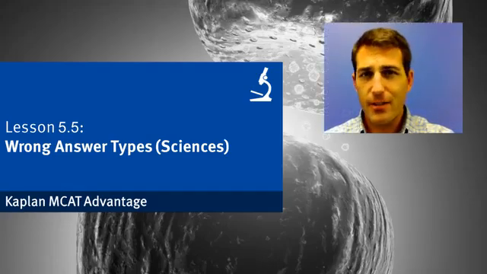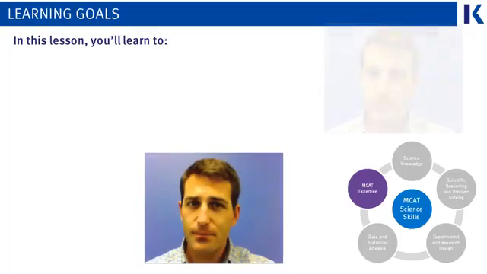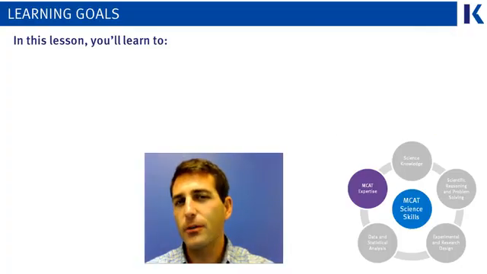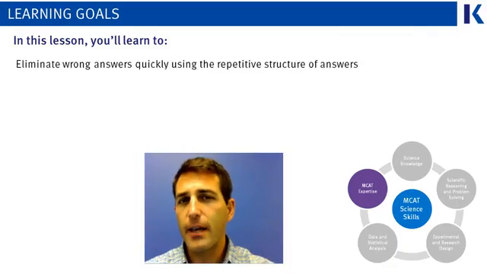My name is Chris Durland, and I'll be talking you through the wrong answer types that you are going to see in the science sections of the MCAT. Our learning objectives will be twofold. The first revolves around the idea that very often answer choices have a repetitive structure. We'll see that we can actually use that to our advantage.